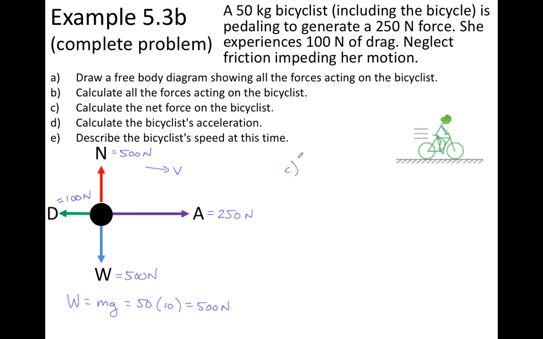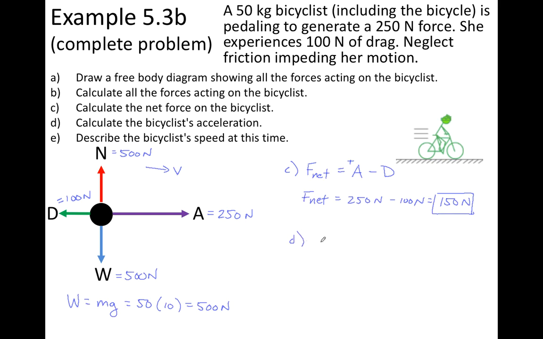For part C, we want to calculate the net force on the bicyclist. So we know that there's no motion in the y, so we don't have to worry about the forces in the y direction. The net force is going to be in the x direction, so I have to add x direction forces. So there's a forward applied force, and I'll give that a positive sign, and then I'll give the drag force a negative sign because that acts backwards. So the net force is going to be 250 newtons minus 100 newtons for a total of 150 newtons.